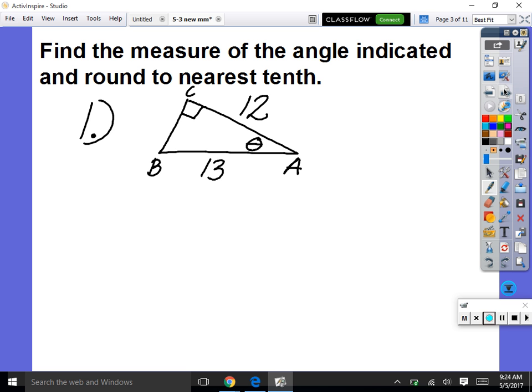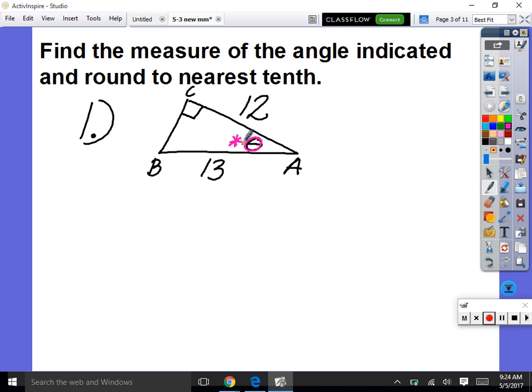Does it say find sine of theta? Does it say find cosine? Does it say find tangent? No. So we're not going to stop there. We aren't finding sine, cosine, or tangent. It says find the measure of the angle. So that means find the measure of angle theta. So put a little star, because that's what you're trying to find. You're saying, I'm trying to find this actual angle.